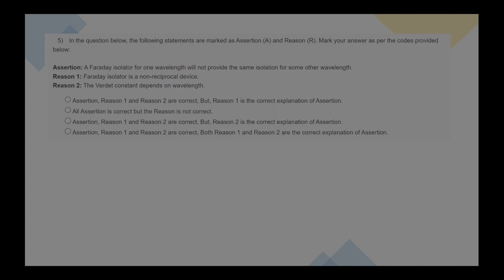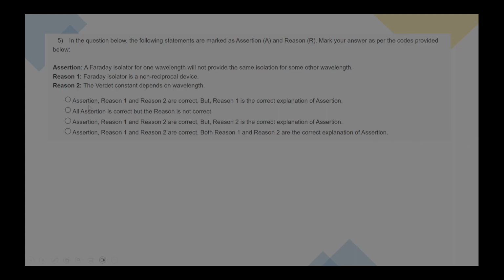Now question number 5. In the question below, the following statements are marked as assertion A and reason R. Mark your answer as per the code provided below. The assertion is that a Faraday isolator for one wavelength will not provide the same isolation for some other wavelength. Reason 1 is that a Faraday isolator is a non-reciprocal device. Reason 2 is that the Verdet constant depends on wavelength.